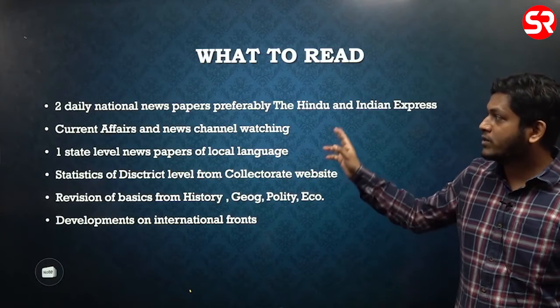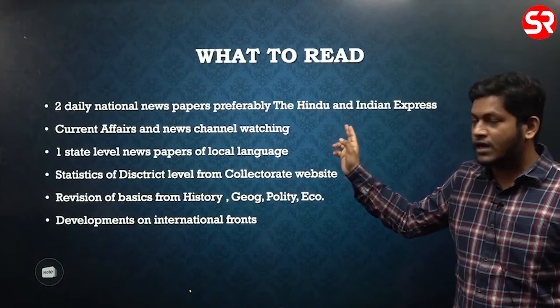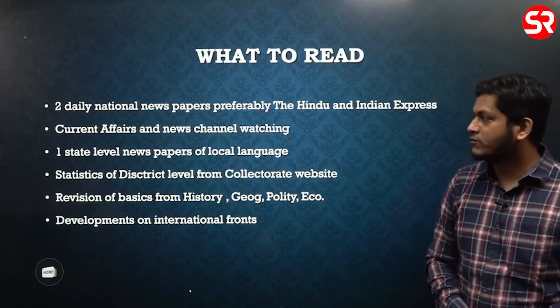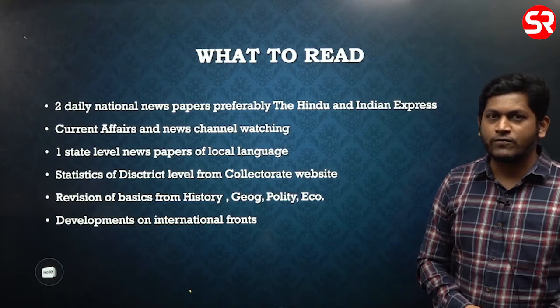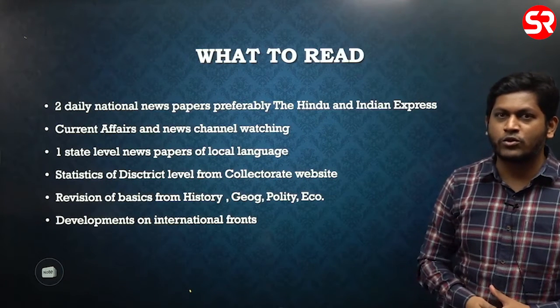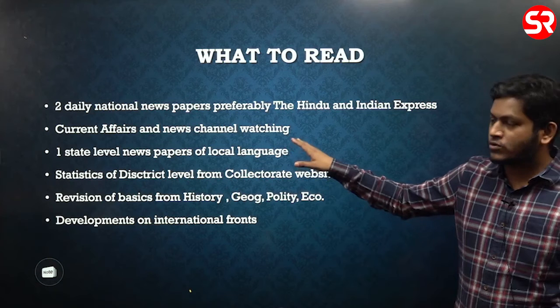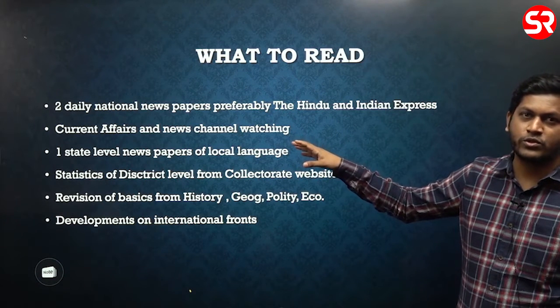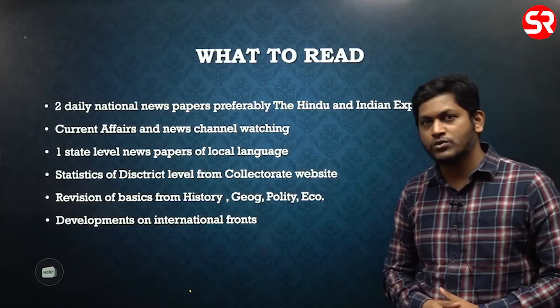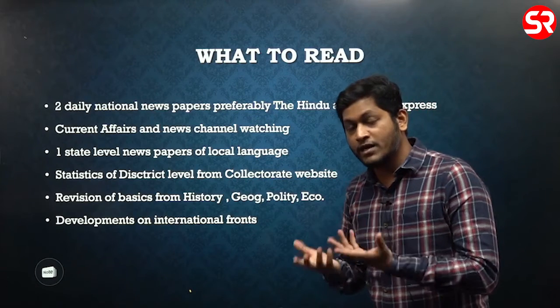I would suggest that two daily national newspapers are a must while preparing for the interviews. Second is current affairs and news channel watching. There are a lot of quality debates on the news channels also. I would suggest you refrain from any spicy news or political news. Rather, you should focus on the news which is informative and where critical debates happen.